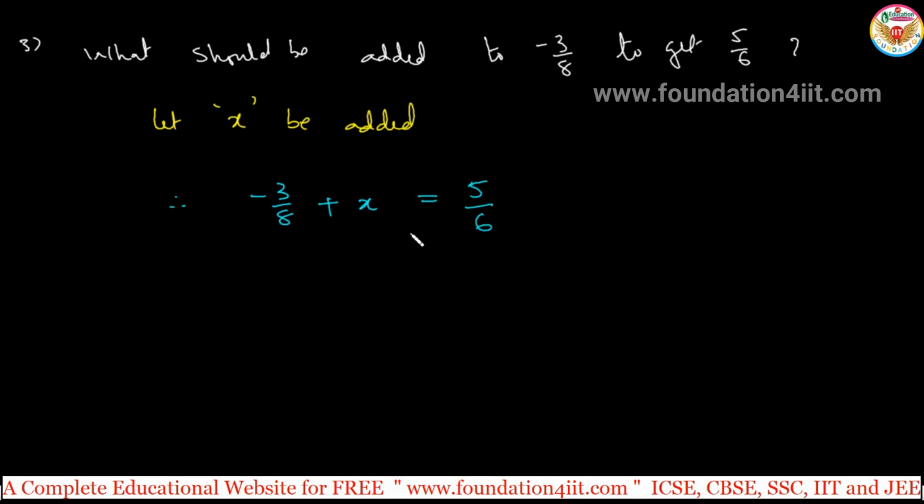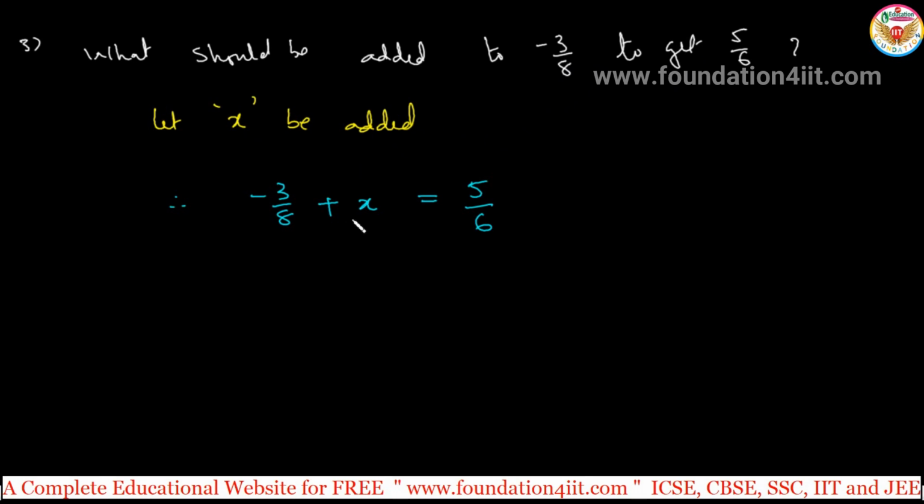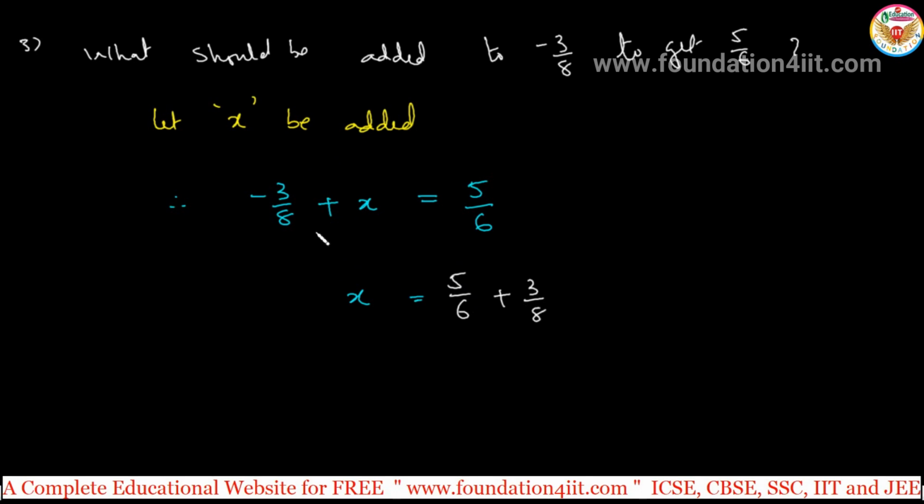Now this is the method to understand clearly what we have to subtract or add. You assume some letter, a or x, should be added or should be subtracted. Those type of questions. So plus x I do. Now using this, x is equal to minus 3 by 8. Take to the right side, that becomes plus 3 by 8. Okay, transposing. That means the answer is 5 by 6 plus 3 by 8.